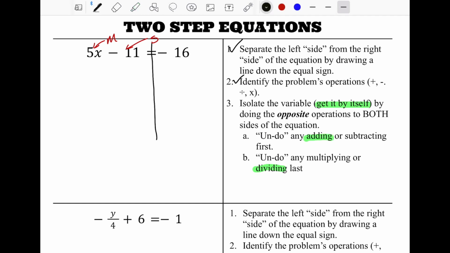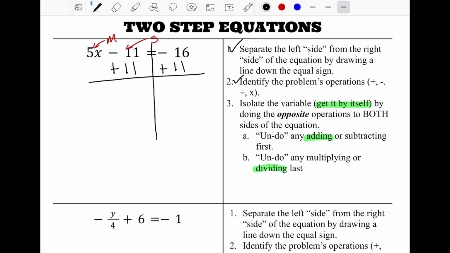Knowing what we have to undo, we need to know what order to go in. The order we go in is based off whatever number has the variable. In our case for this problem, x is with the 5, so I can't do the 5x yet. I've got to get rid of the one that doesn't have the variable first. So I'm going to take 11, it's a subtract 11, so I'm going to do the opposite. I'm going to add 11 on both sides.